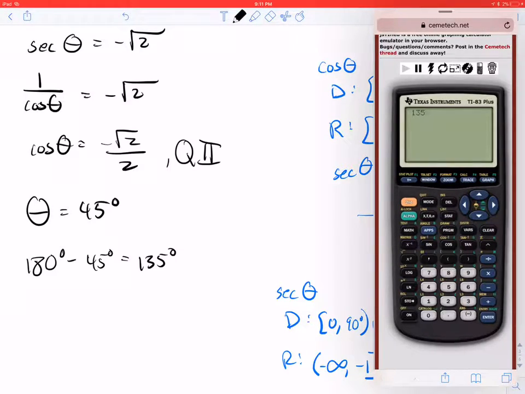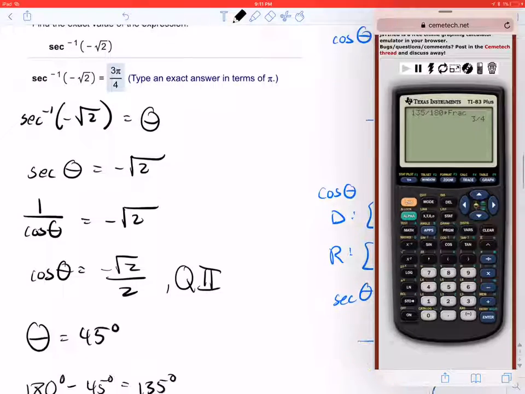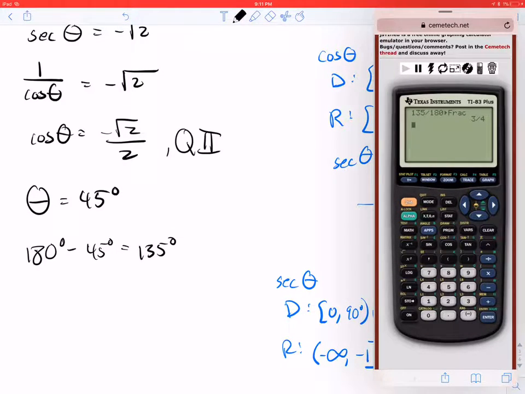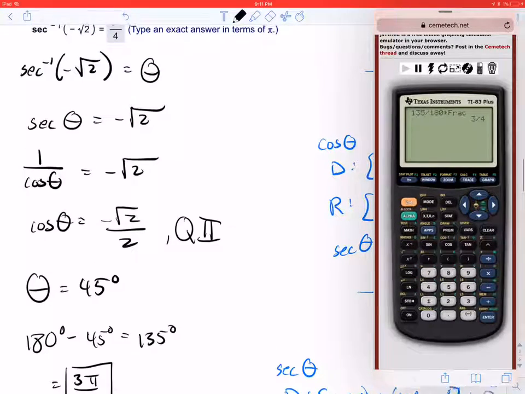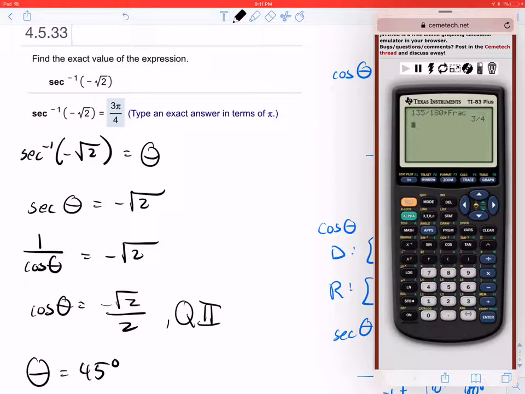So we do 135 times pi divided by 180. So 3 pi by 4, and I think that's it, yeah. This is equal to 3 pi by 4. Okay, I just converted from degrees to radians.